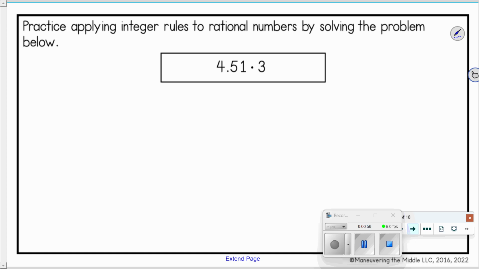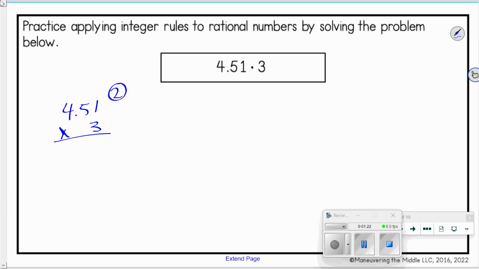So in this case, 4.51 times 3. So I just write the number 4.51 times 3. Who remembers what my rule is for doing the multiply? You count how many decimals there are to the right, and then you can just multiply normally and put the decimals. Perfect.